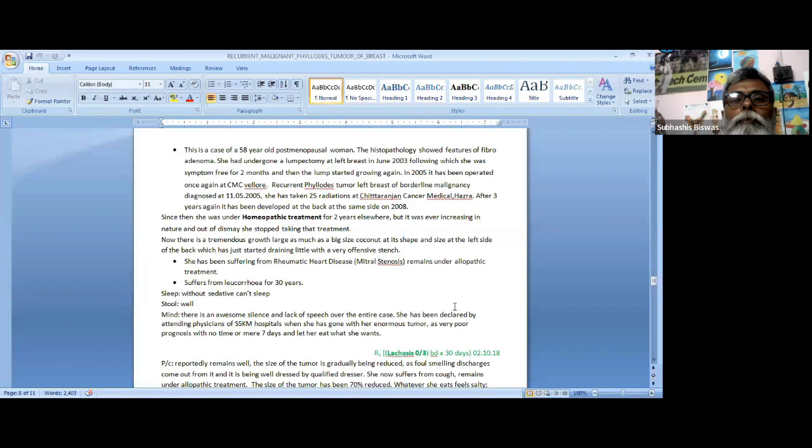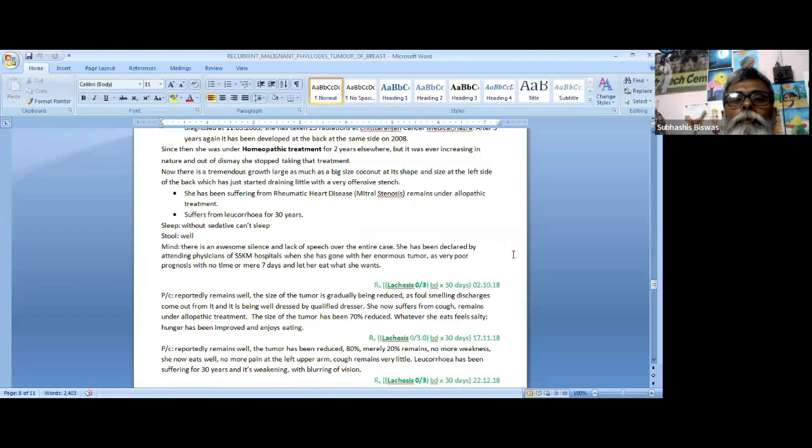The entire session, for the first day, was 1.5 hours, and my first prescription was Lac-as 0/3 for 30 days. She had been declared by the attending physician of SSKM hospital, when she went there with her enormous tumor before coming to me. They told her and her husband clearly that it's a very poor prognosis and she might have merely 7 days, and to let her eat what she wants.